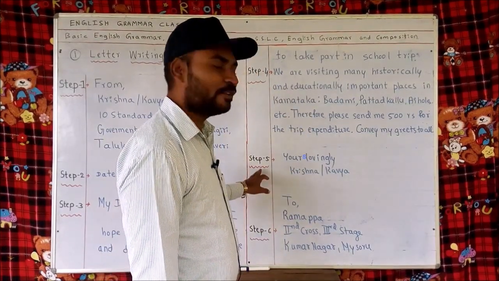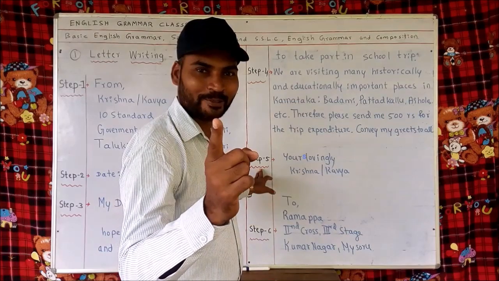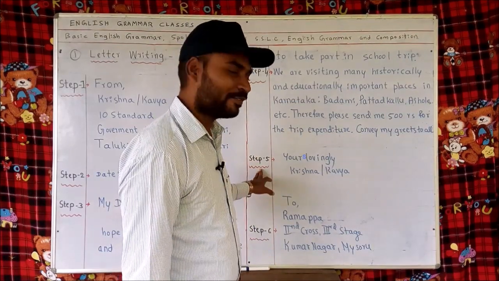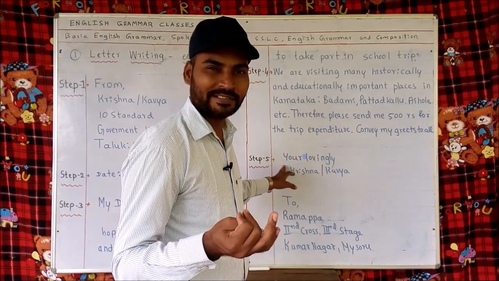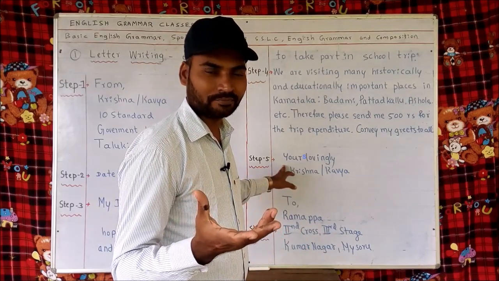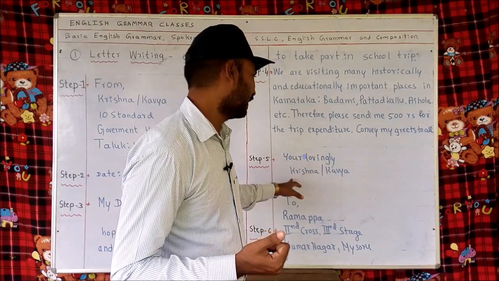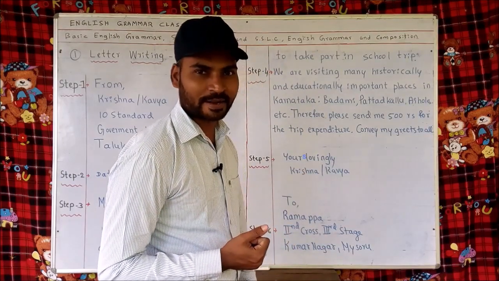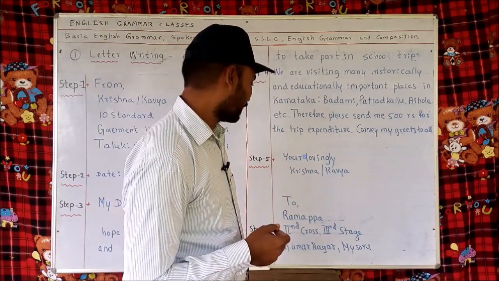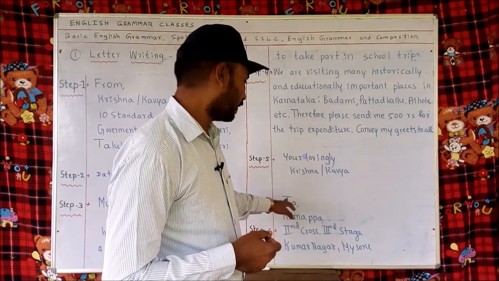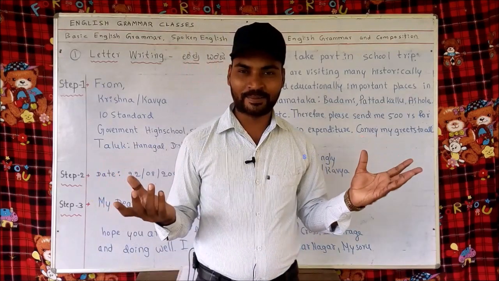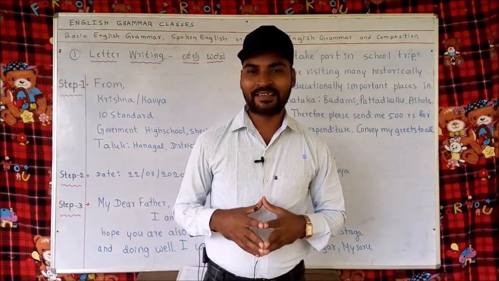Now we are in the fifth step that I have told you. It is the semi-final one, not the final one. For close relatives, mother, father, sister, brother, we use Lovingly. Your lovingly, Krishna or Kavya, whoever you are. Then the last step, that is step 6, the to address. Whatever imaginary address is there, that you should write.